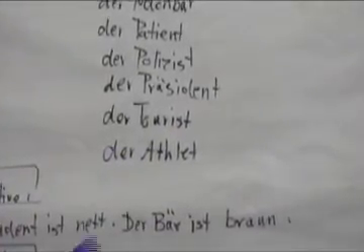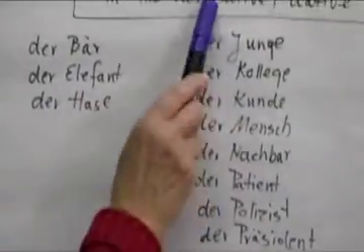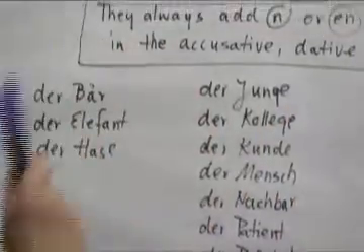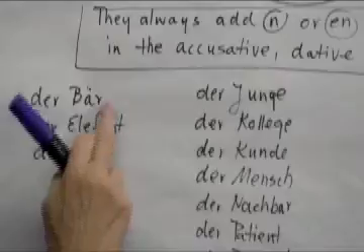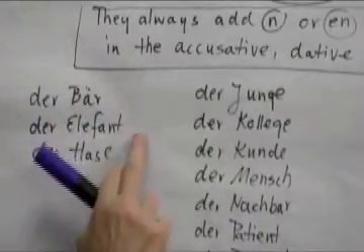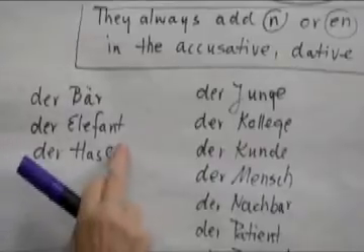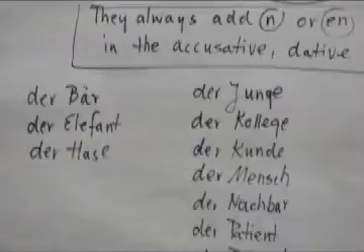Now when you see these nouns, they always add an N or EN in the accusative, dative and genitive. If it's a one-syllable noun like bear, it ends in EN. Der Elefant, EN. Der Hase, N. Alright, so let's look at some sentences.